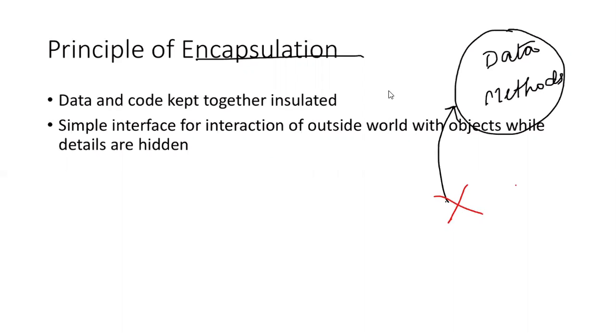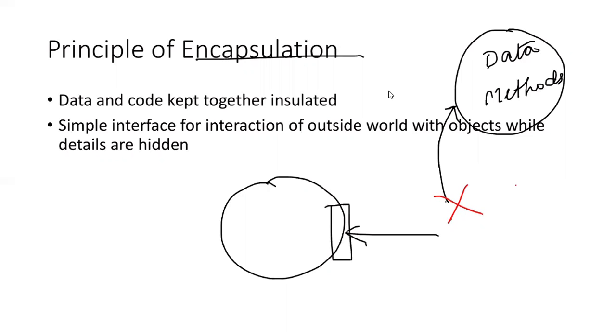Our idea is that we have to keep the interface for interaction with the outside world, with the objects, simple. We do not want the data and the code, that is the object, to work in isolation, because it cannot be useful in such a case. If from outside nobody can access the data and the methods, then it is of no use. So we want to provide a small window, a small interface, via which the outside world can access the data and the methods.